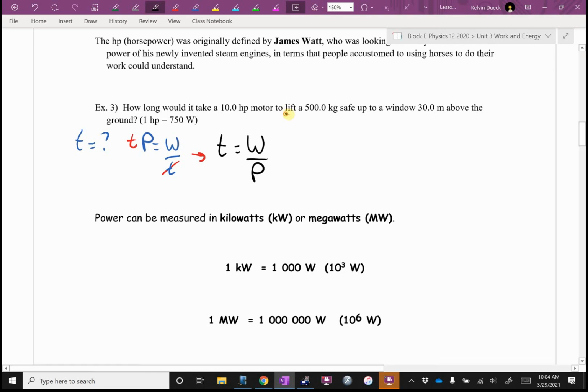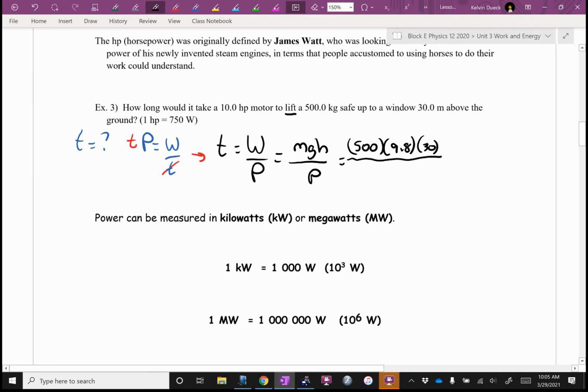Can you all underline the word lift? How do we figure out the work done when you're lifting something? What's the equation? MGH over power. Looks like the mass is 500. G, 9.8. H, 30. All over power.